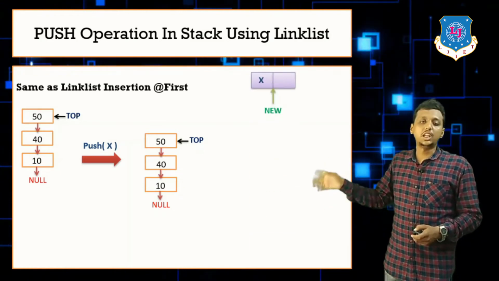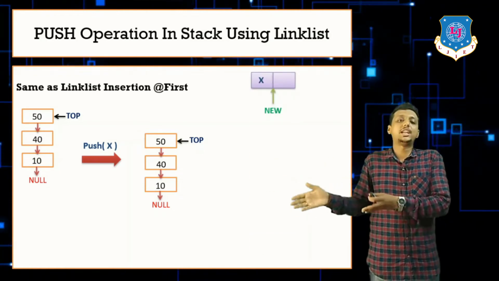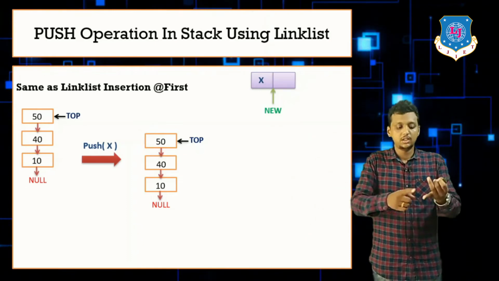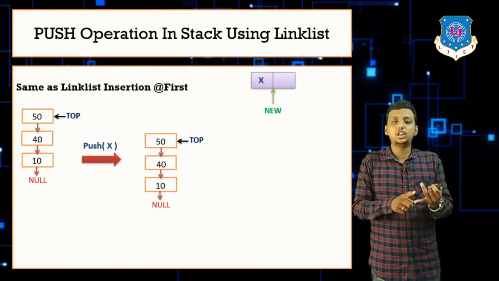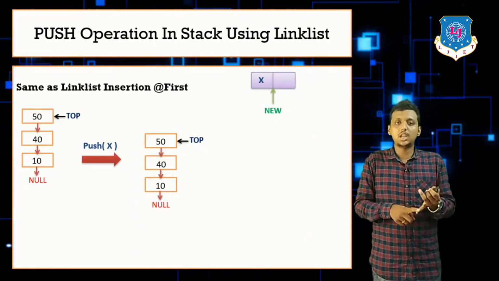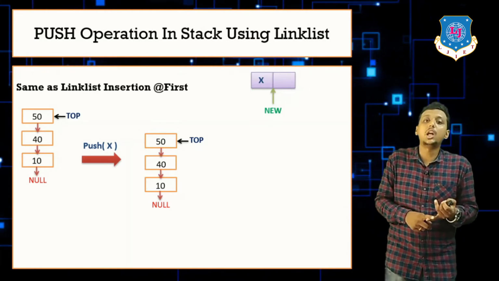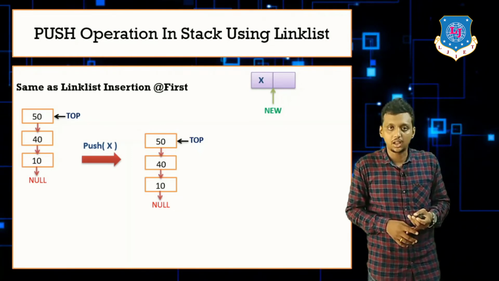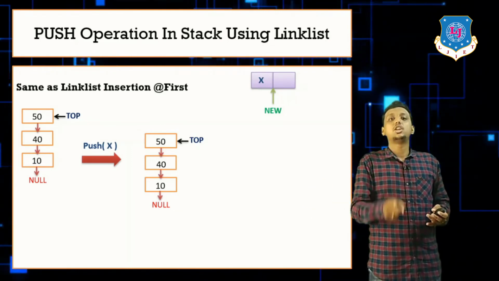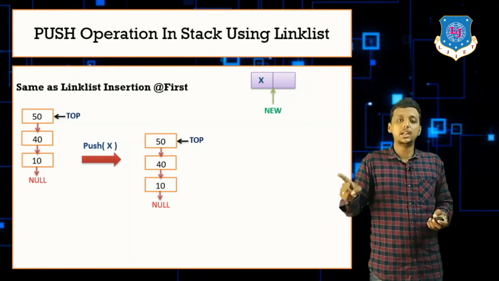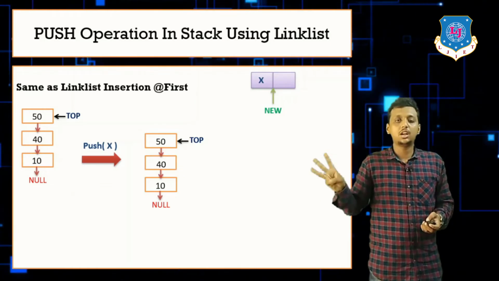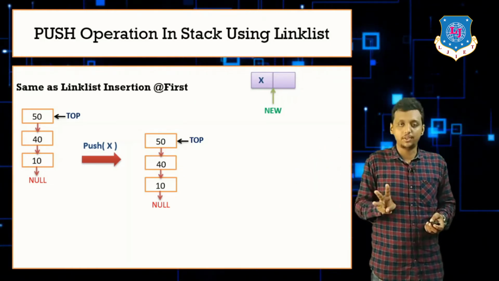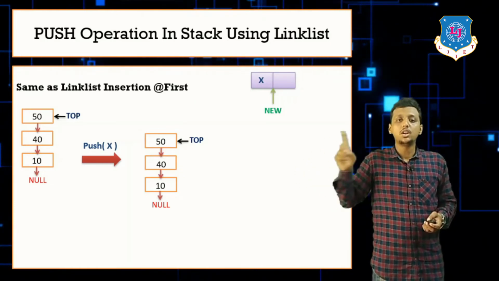We just need to take a new node. I already got a new node. How to take a new node? First check whether the new node is available or not. If avail is equal to null, then the availability stack is underflow. You cannot insert a new node in this stack. Second step, new is pointing to avail. Third step, avail is pointing to link of avail.